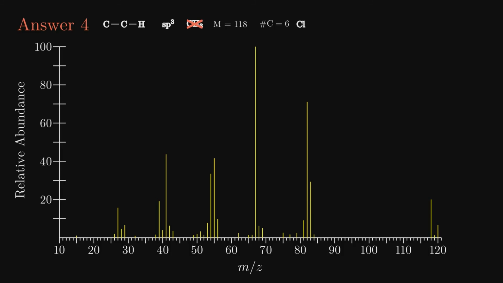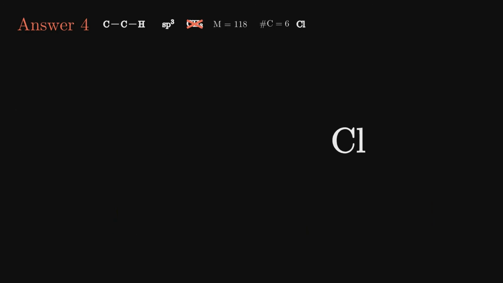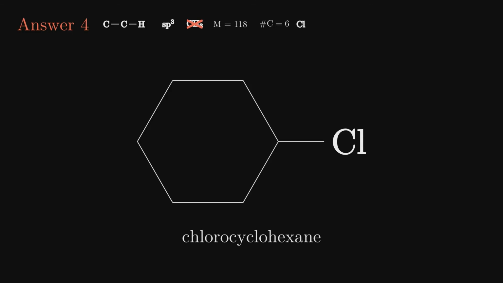Do you have the structure? Here is a hint if you need it. This peak at 83 is what happens when the chlorine is taken off. Can you develop a 6 sp3 carbon but no CH3 structure with mass 83? Hopefully you figured it out by now that the identity of the fourth and final substance is chlorocyclohexane.